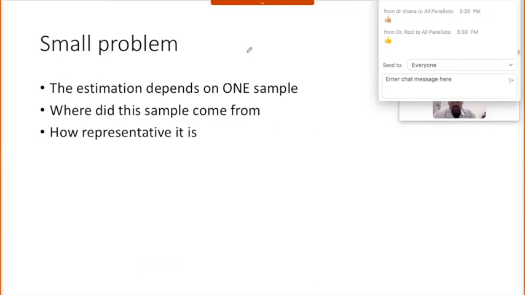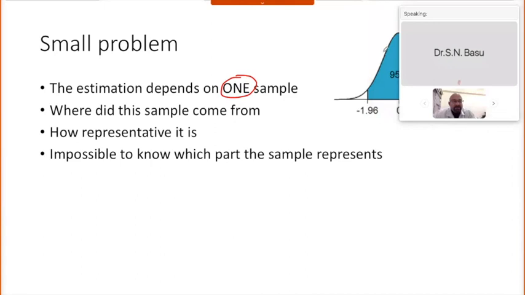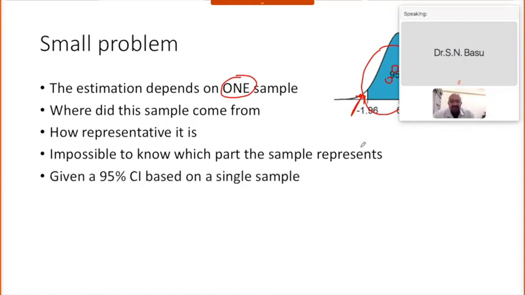There's one small problem. What we have done is just one sample. The entire estimation is dependent on one sample. We never know where this sample came from and how representative it is. If you remember this normal distribution, it is possible that this sample is actually taken from this area, or it might have been taken from this area. If it is taken from this particular area, then the mean coming from this sample is also from this area and may not represent 95% of the population. But if the sample was drawn from this area, then there is a 95% chance that it will still give us the right population mean. But the problem is that we really don't know which part the sample represents. And that's the entire crux of our statistics.